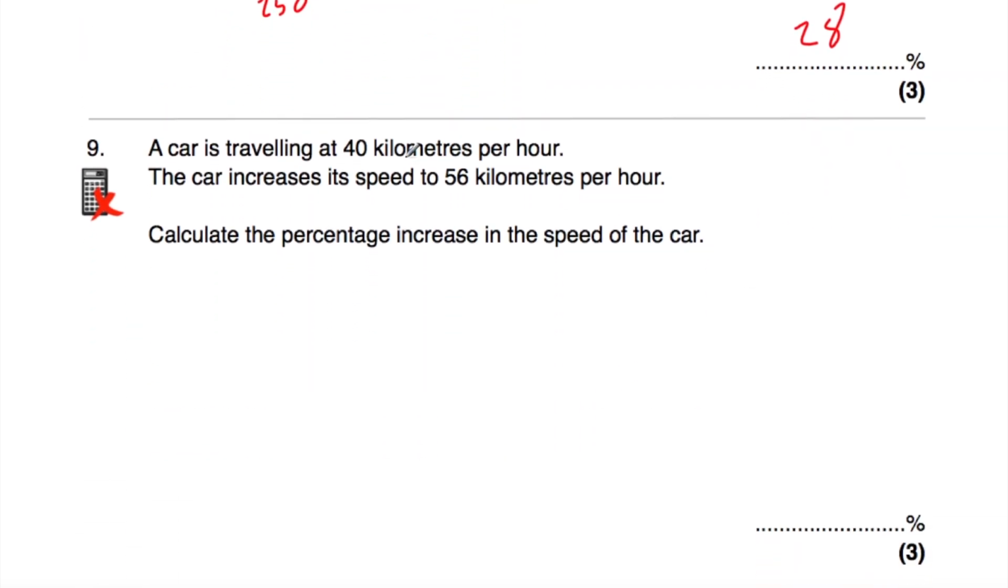So question number 9 says, a car is travelling at 40 kilometers per hour, and the car then increases its speed to 56 kilometers per hour. Calculate the percentage increase in the speed of the car. It's a non-calculator question, where the speed goes up by 16 kilometers per hour, so the change is 16, divided by the original speed of the car, which was 40, and then times 100. So that's the change divided by the original times 100.